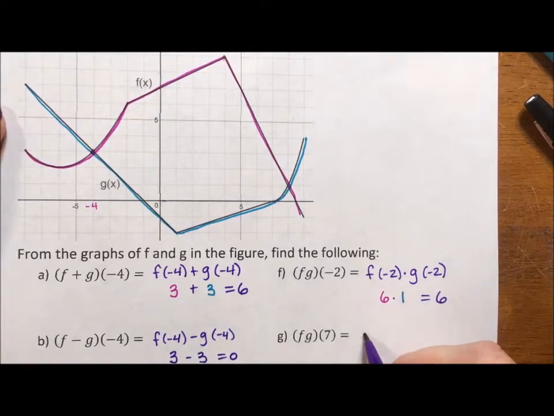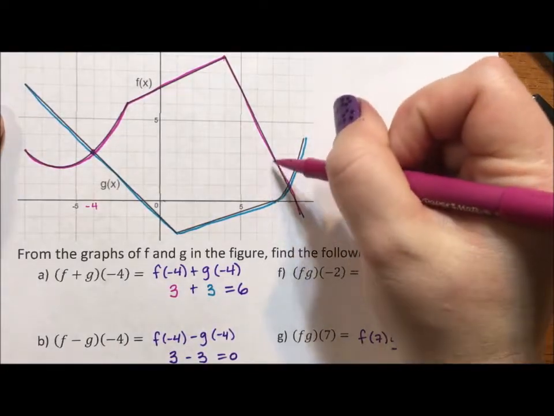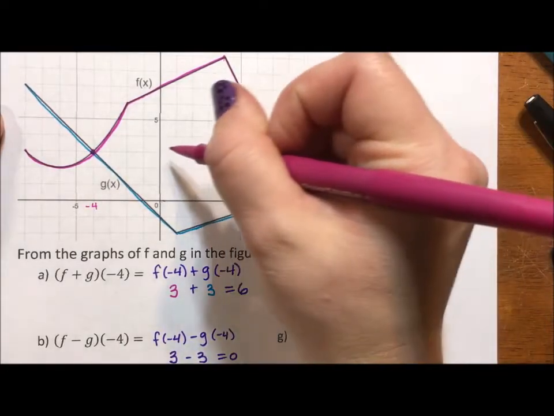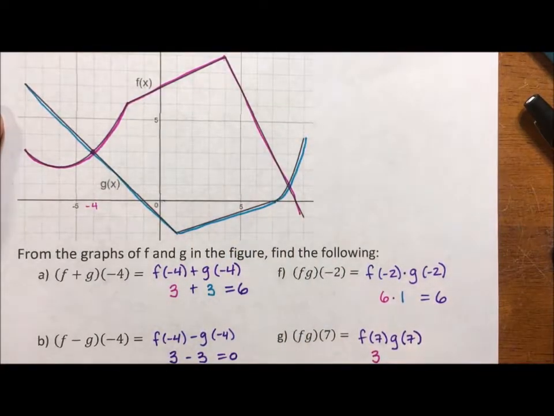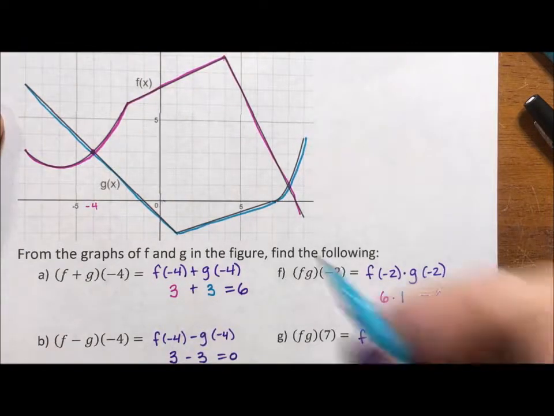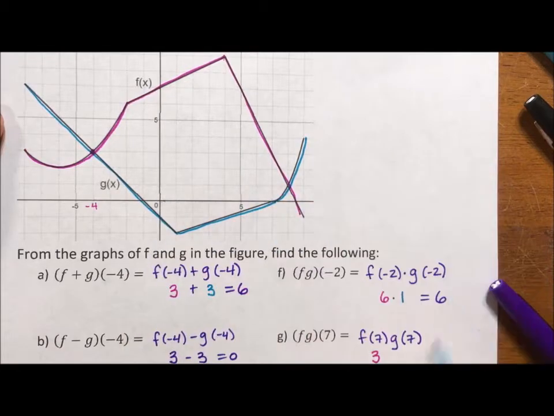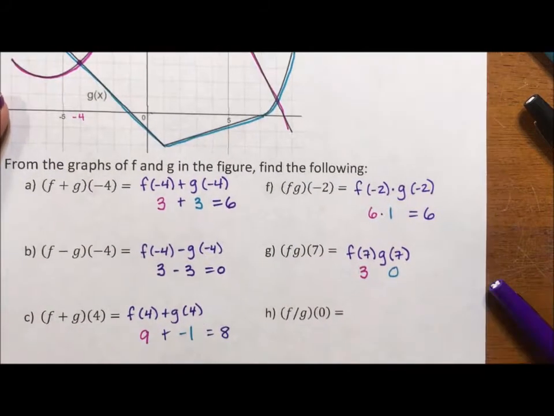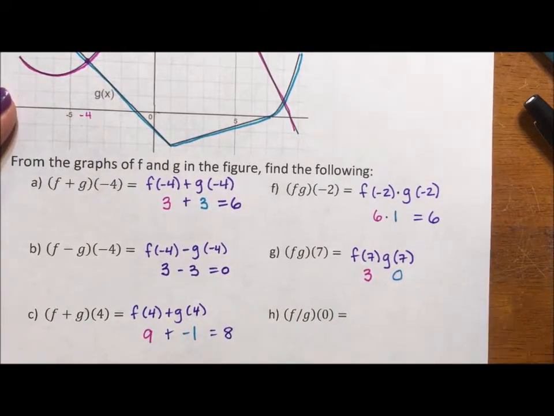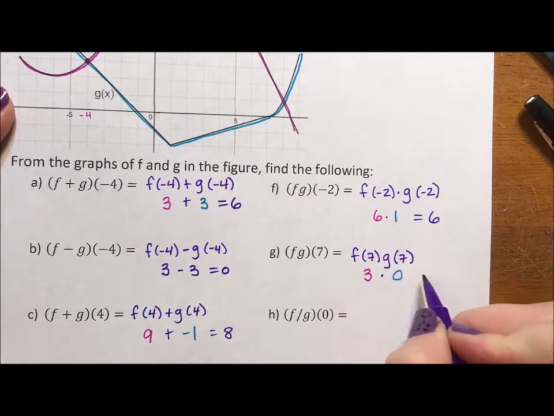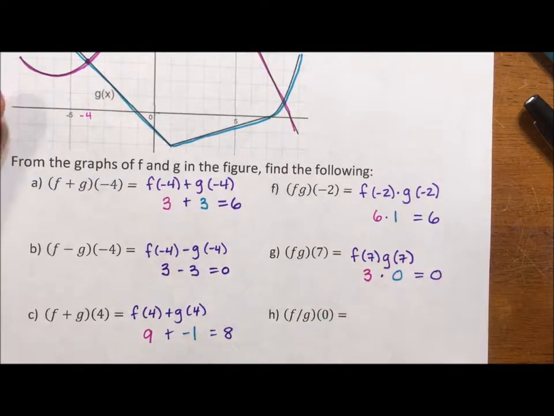Next we have f of 7 times g of 7. So f of 7 is right here. It has an output of 3. G of 7 right here has an output of 0. So if I want to do 3 times 0, I'm going to get 0.